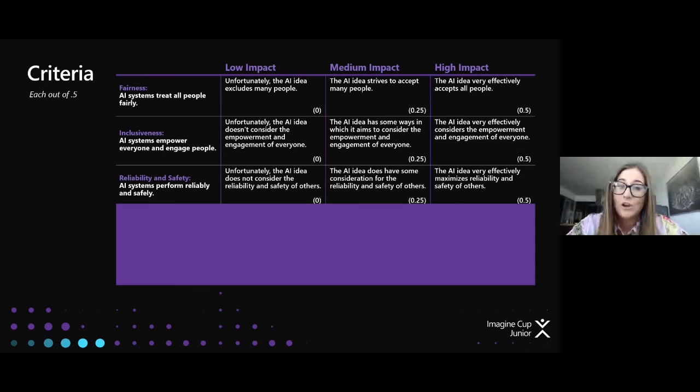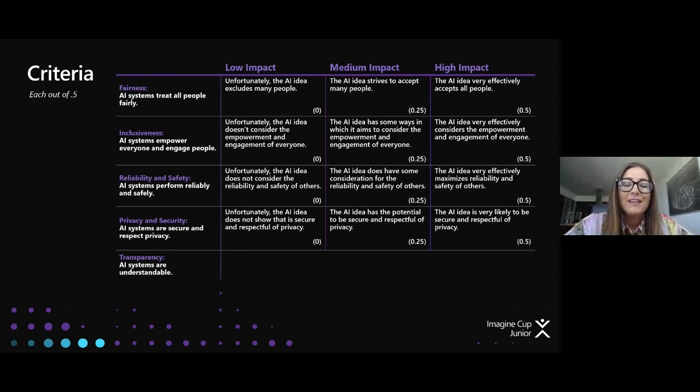Reliability and safety. So is your AI system reliable? Okay, so do people think it's safe to use? And unfortunately, no marks are going for if you don't consider the safety of others. You're getting half a mark if you have somewhat considered the reliability and safety of others, and you're getting a full mark, well, a full half mark, if the idea is very effective and it maximizes the safety of others.